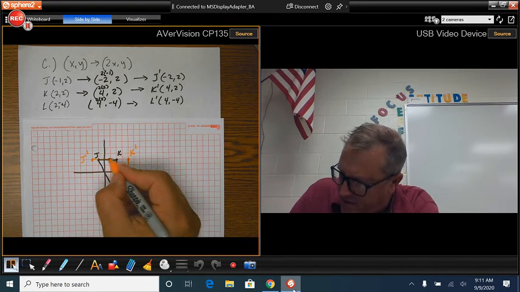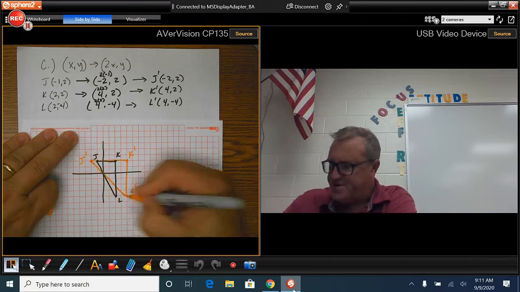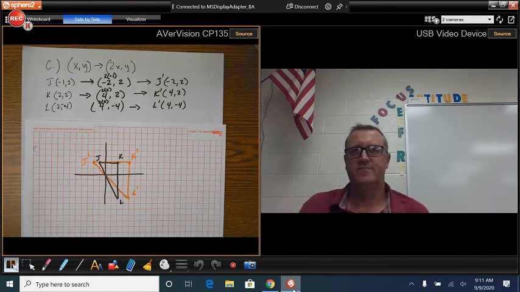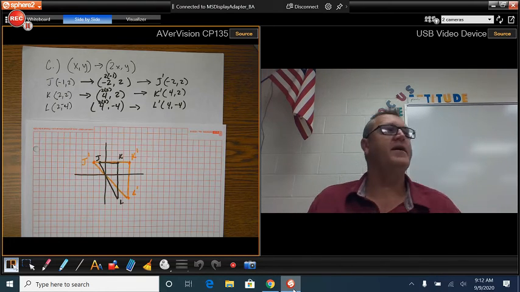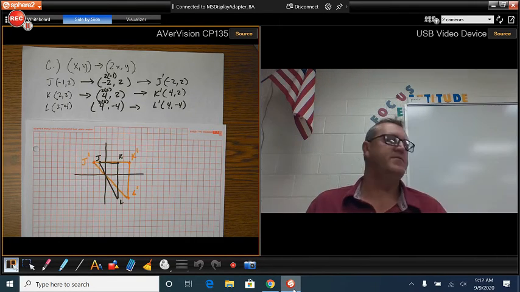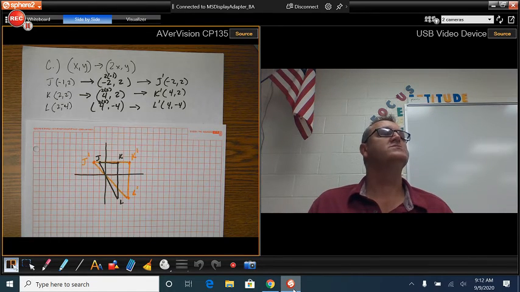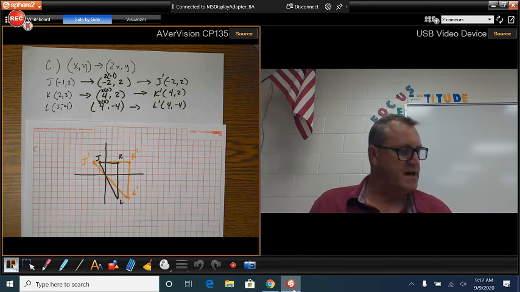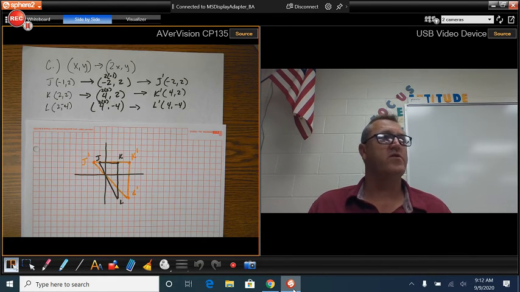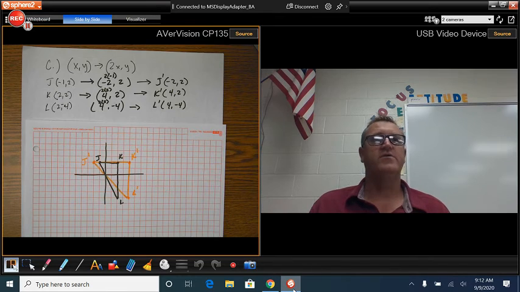All right, how would you describe the transformation? Look below in the book. It says the transformation is a blank, horizontal, vertical. You have that choice. Stretch by a factor of.